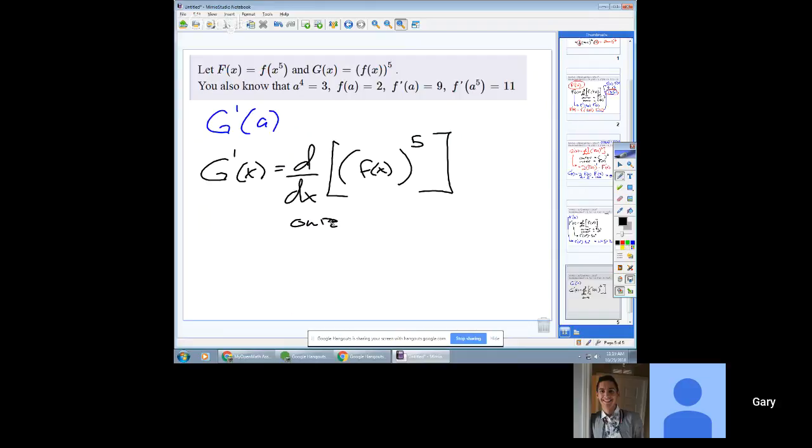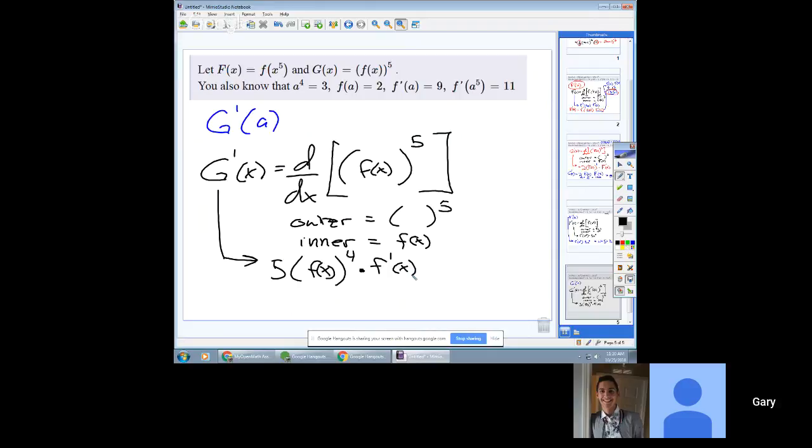So outer is the fifth power, inner is f of x. Chain rule says, take the derivative of the outer. What's the derivative of a fifth power? 5 times f of x to the fourth, then f of x goes inside. Better. And then I have to multiply that by the derivative of the inner, which the best we can do is say that's f prime of x. And then I just replace those x's with a's.